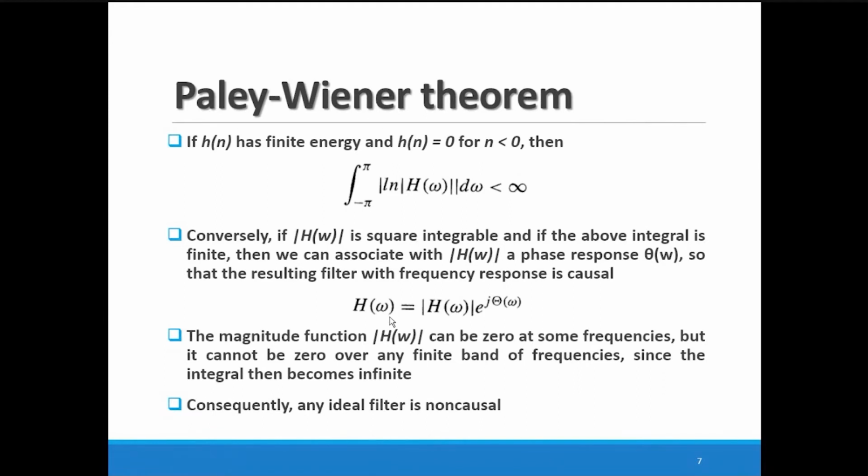But we have to take care of whatever magnitude function we have taken. Suppose whatever magnitude function H(omega) we have taken, it can be 0 for some particular frequencies, but it cannot be 0 over any finite band of frequencies. If it happens, the integral becomes infinite, and again we get a non-causal filter. So to make the filter causal, we have to satisfy this Paley-Wiener theorem. Then only we get a filter which is causal and which is physically or practically realizable.